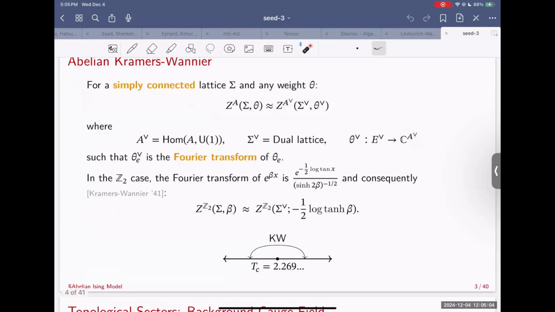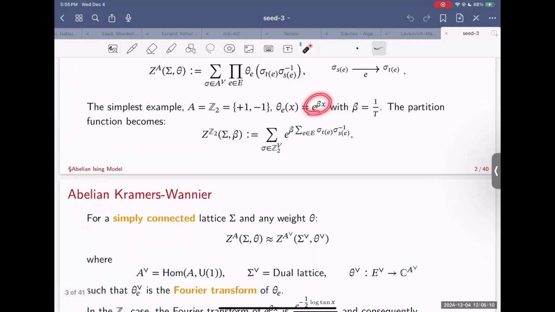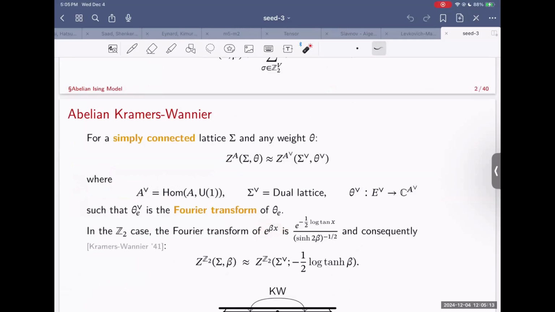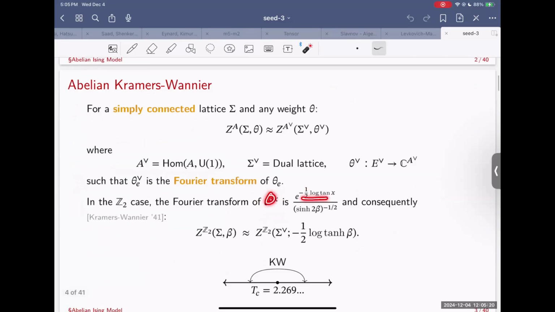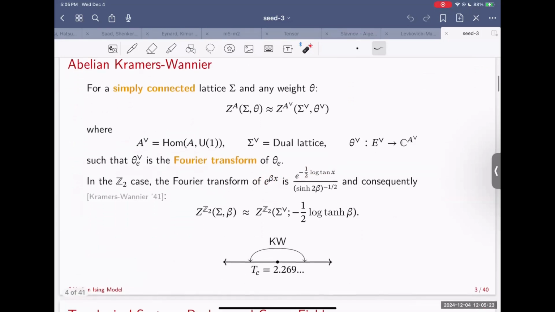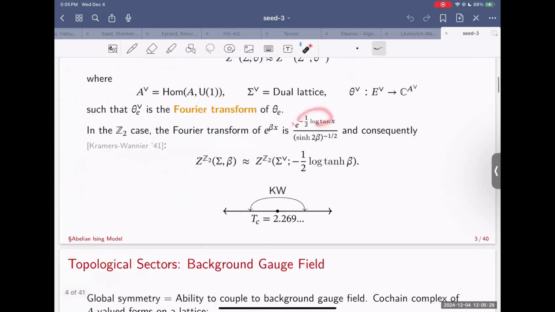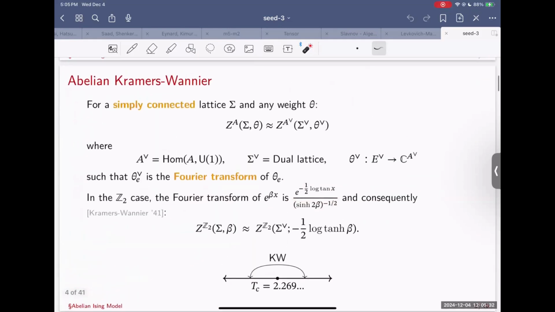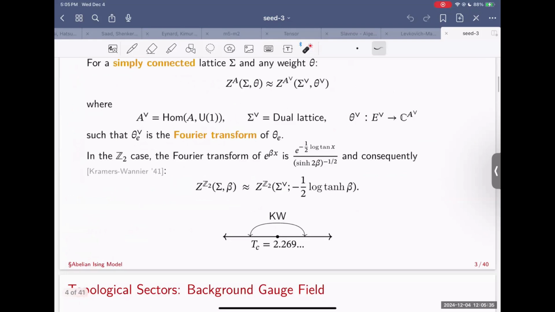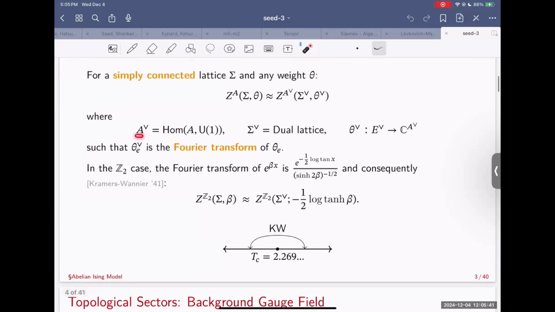So for example, if we look at the Z2 case, then as I said, I can take the Boltzmann weights to be just exponential for all the edges, in which case the Fourier transform of this function is another function of the exponential type, where I simply replace beta by another factor. These overall factors are responsible for this approximation sign. But the main point is that we can compare two Ising models, both of which have Z2 global symmetry. Of course, for any abelian group, the Pontryagin dual is isomorphic to the original group. And they have temperatures related by these functional forms.